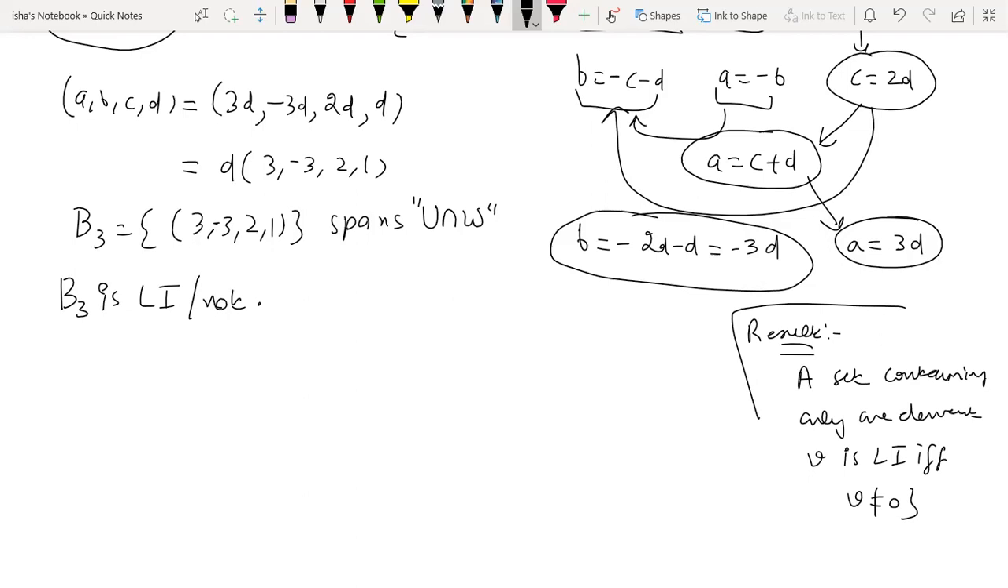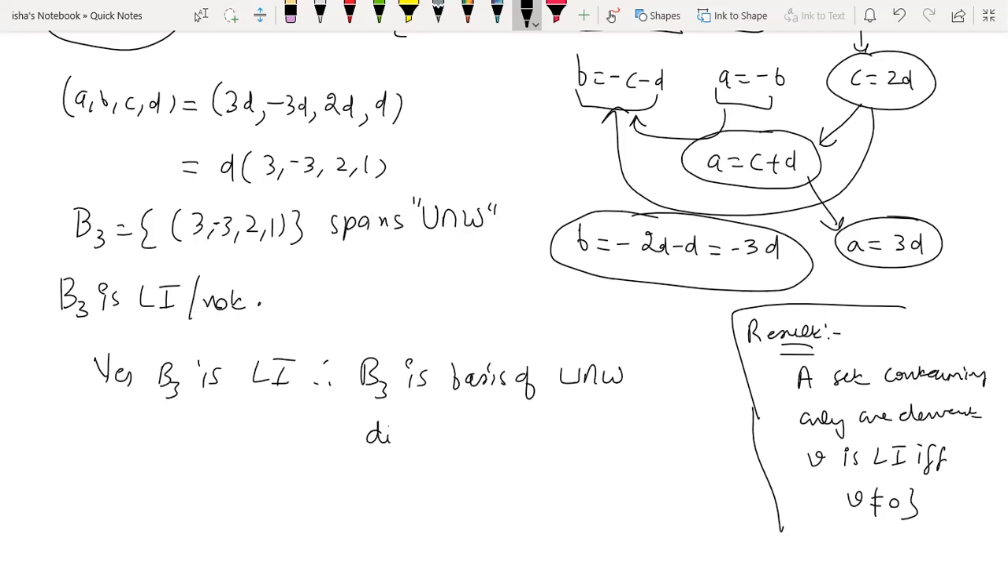So if I give you a set which contains only the zero element, 0, 0, 0, 0, that is going to be LD. Otherwise, it is going to be linearly independent. So these are the extreme cases which I'm telling you. So yes, B3 is LI, therefore B3 is a basis of U intersection W. And what is the dimension of U intersection W? This is turning out to be just 1, because I can see just one element here, right?